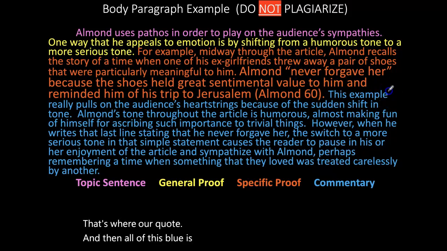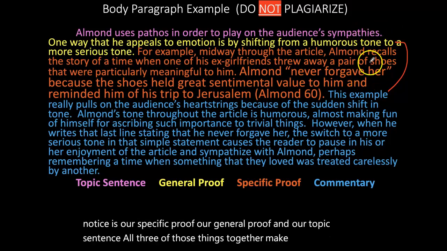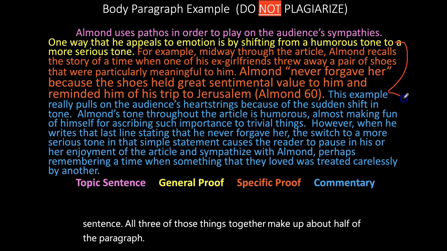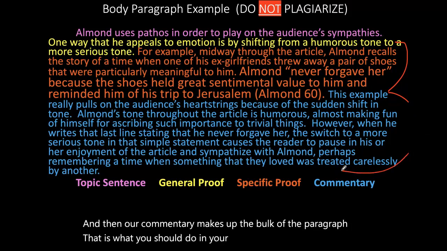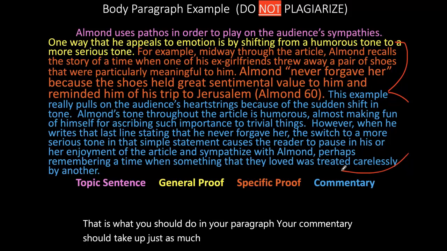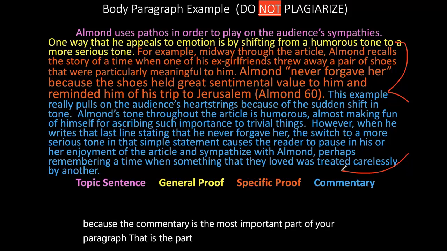Now what I want you to notice is our specific proof, our general proof, and our topic sentence. All 3 of those things together make up about half of the paragraph. And then our commentary makes up the bulk of the paragraph. That is what you should do in your paragraph. Your commentary should take up just as much space as your quotes, if not more, because the commentary is the most important part of your paragraph. That is the part where you are giving me your ideas.